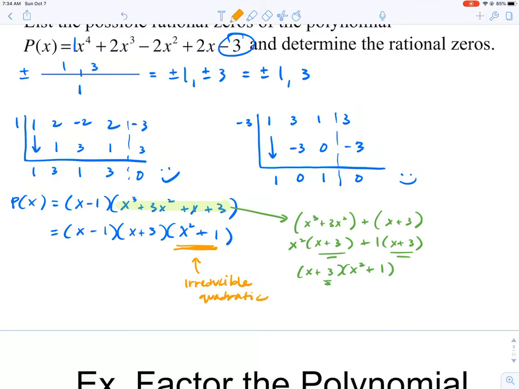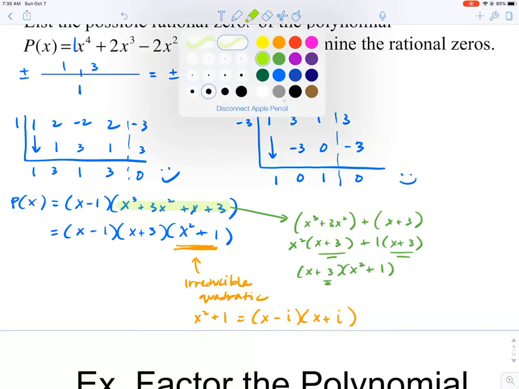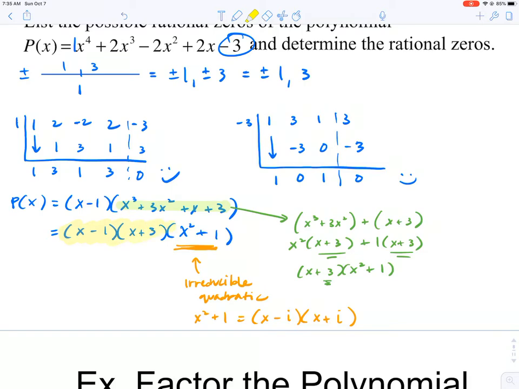So x squared plus 1 cannot be factored over the real numbers. x squared plus 1 can be factored over the complex numbers. It can be factored to x minus i times x plus i. And in section 2.5, when we're looking at identifying all of the complex zeros of a polynomial, we will be factoring further. But right now we're just in the real numbers, so we are going to stop at x minus 1 times x plus 3 times x squared plus 1.